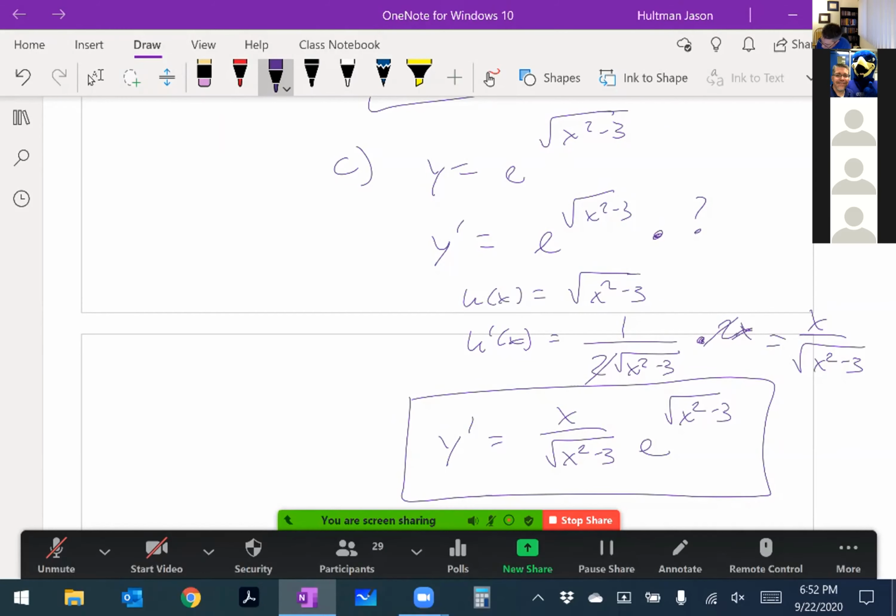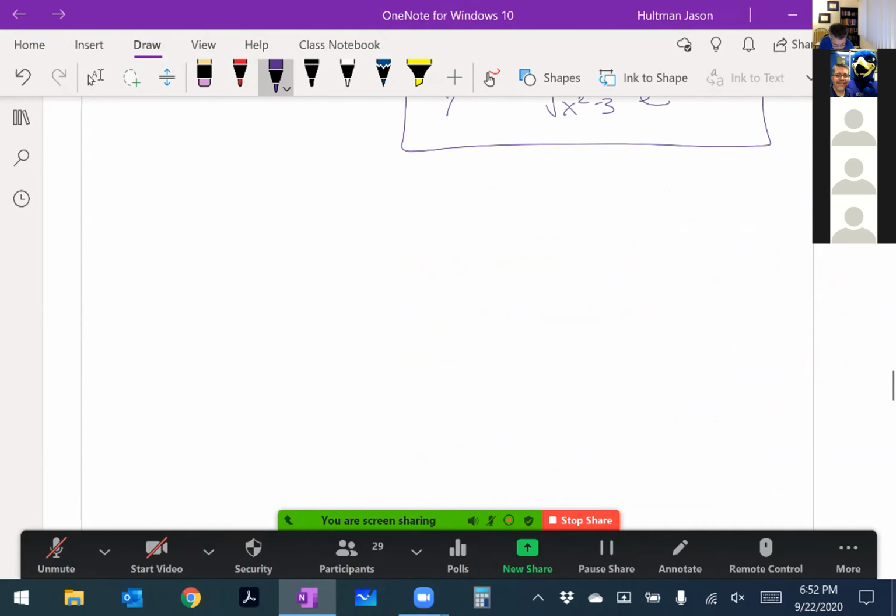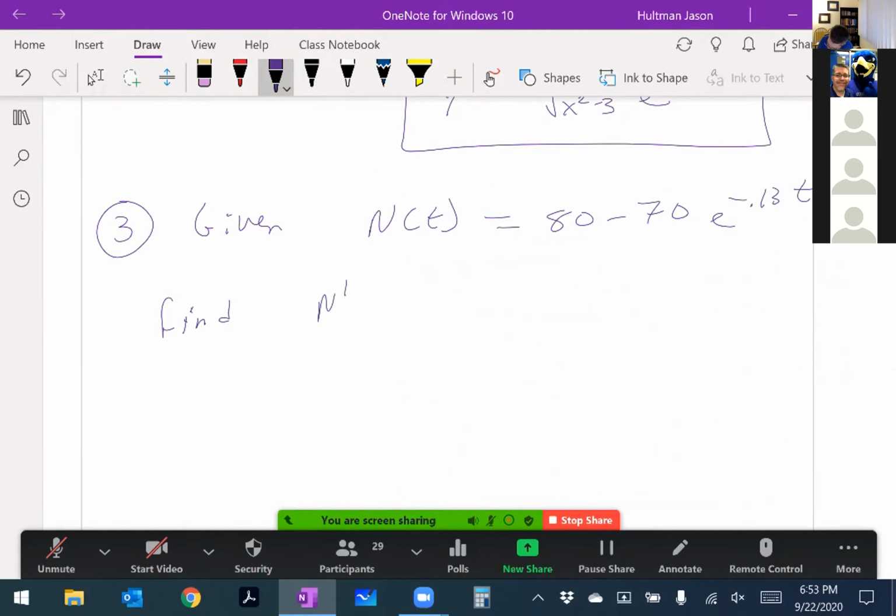Okay. Let's do a couple more derivatives here. Number 3. Given N of t is equal to 80 minus 70e to the negative 0.13t, find N prime of t and N double prime of t. We want to find the first derivative and the second derivative of this thing.